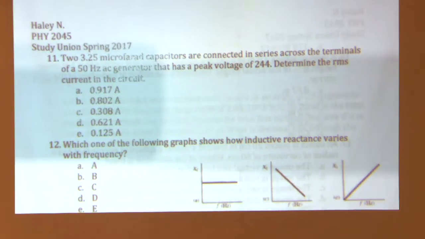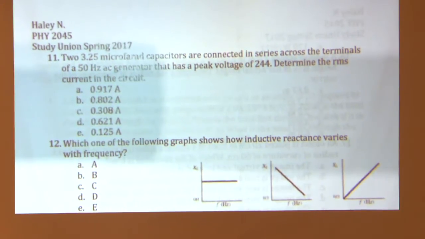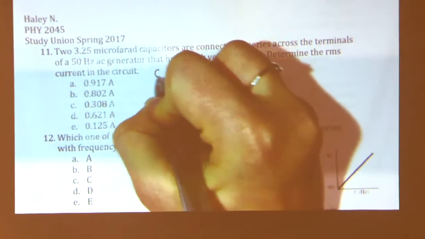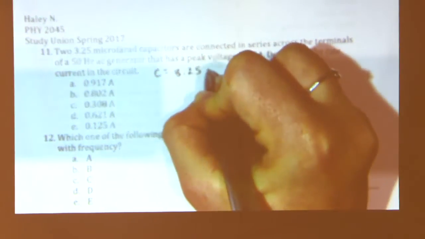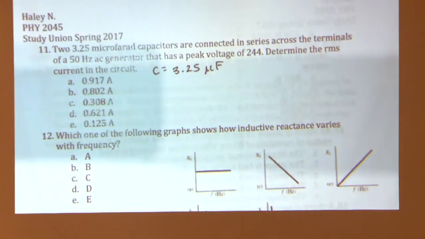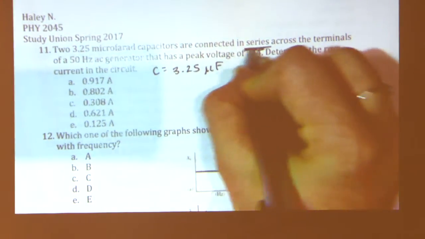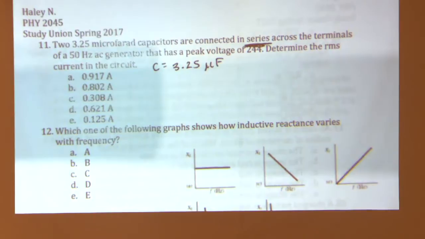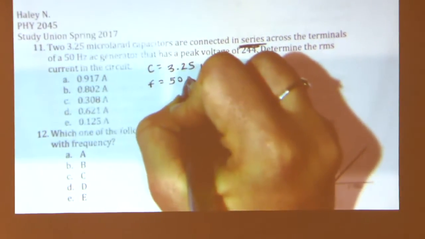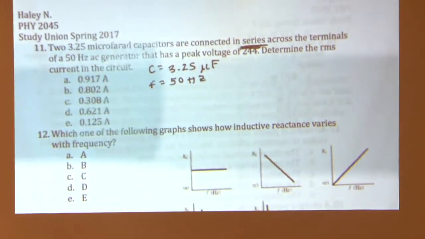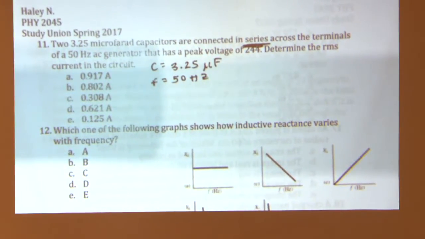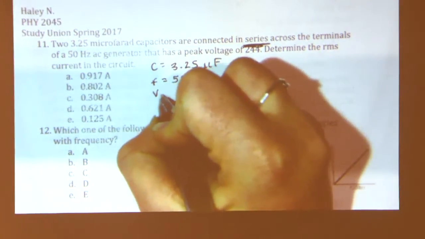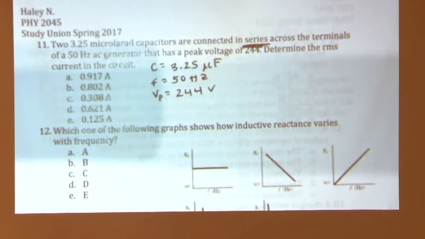So number 11, we have two 3.25 microfarad capacitors. So C is equal to 3.25 microfarads, connected in series, so that's important, across the terminals of a 50 hertz AC generator. So our frequency is 50 hertz, and has a peak voltage of 244 volts. Determine the RMS current in the circuit.